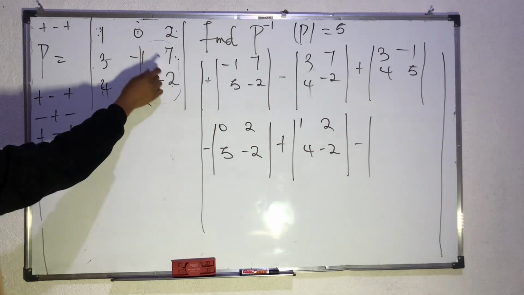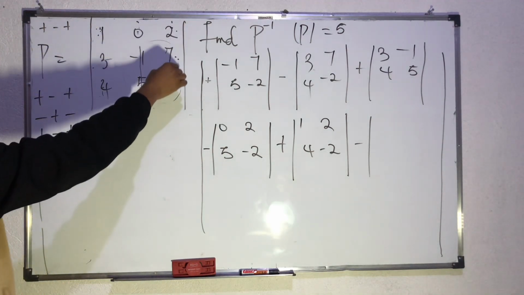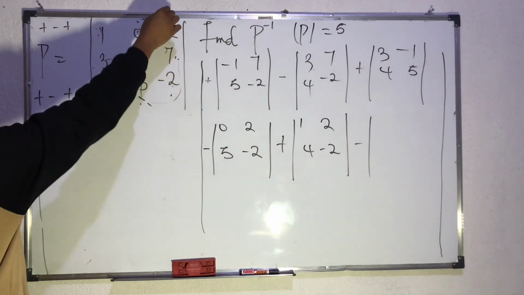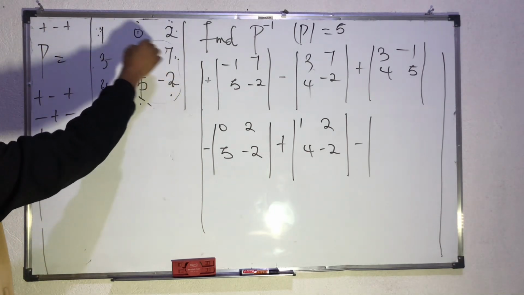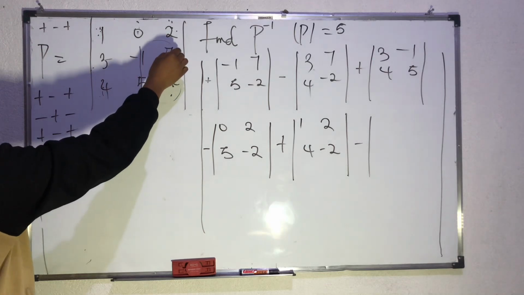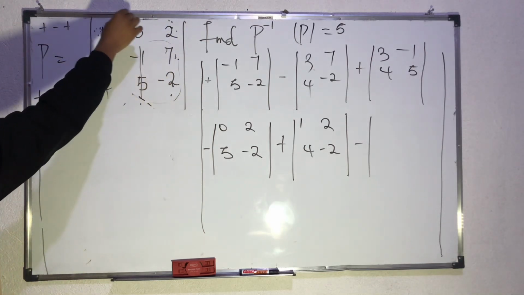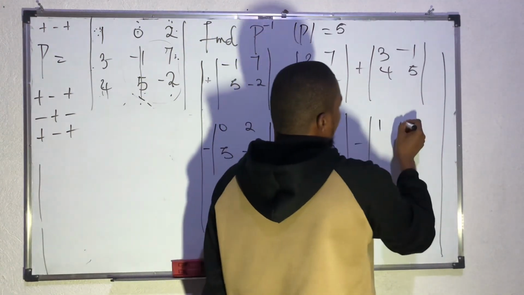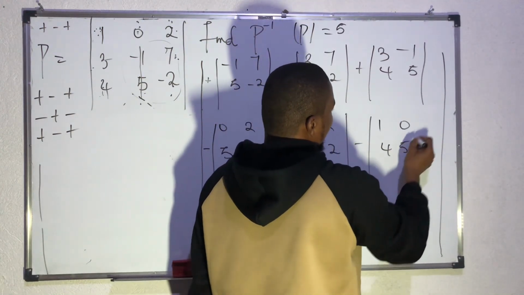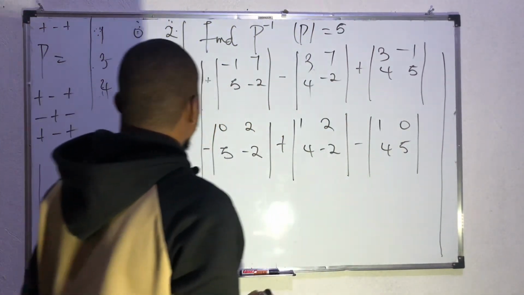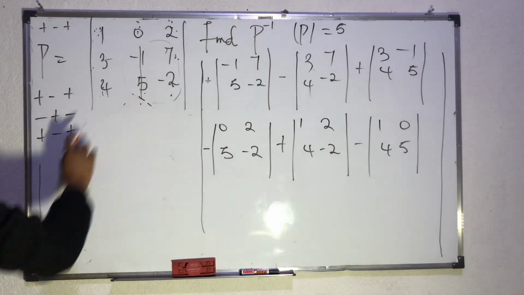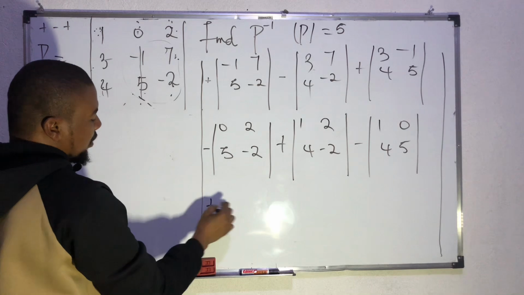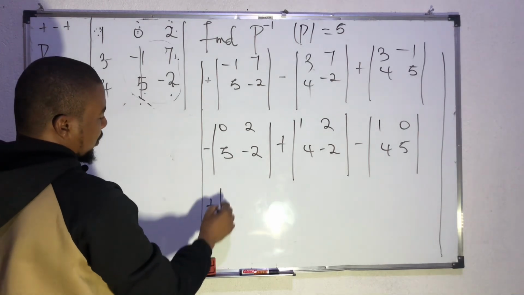That's for 7. If we hide the column where 7 is found and the row, what do we have left? This is the column, and here we have the row. We have 1, 0, 4, 5. Now let's do the last set of numbers, which is the last row. Remember to apply the sign constant. Now it's going to be a plus.